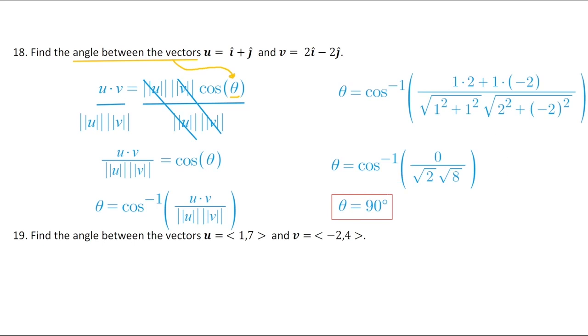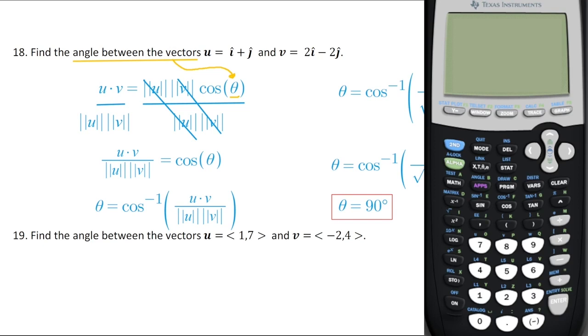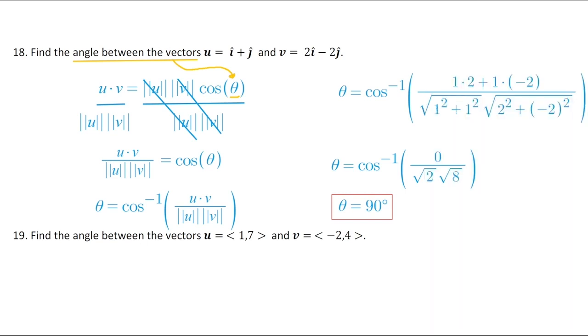You can always test it. If you don't trust me, you can always bring up the calculator and say, all right, well, what's the inverse cosine of 0? Oops, I need to make sure I'm in degrees here. It just reported back pi over 2, which is why I'm getting this funky decimal. But there we go, 90. All right, so there's number 18.